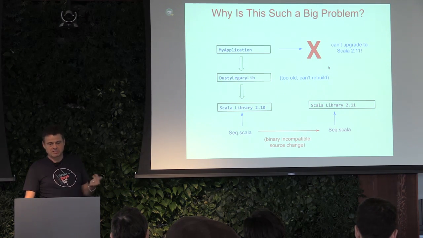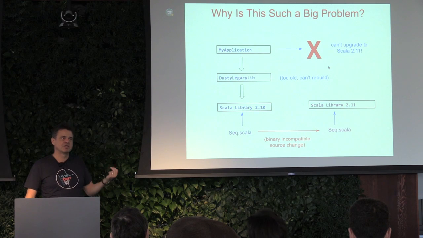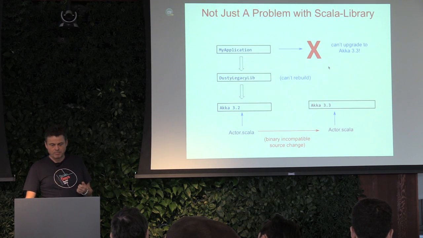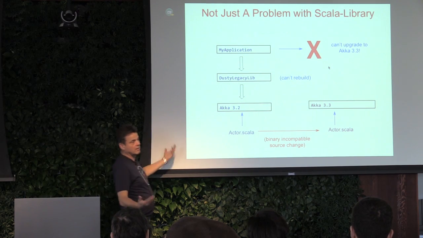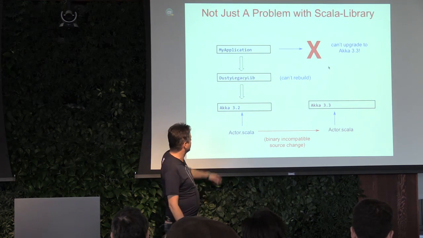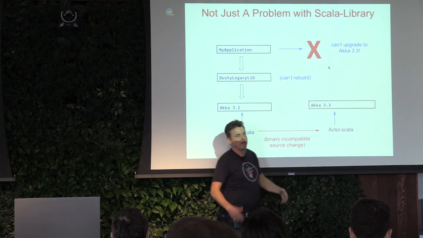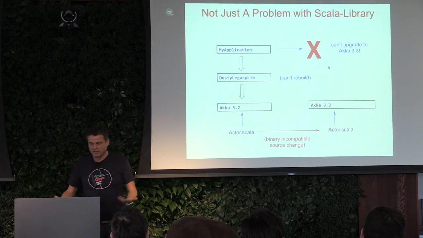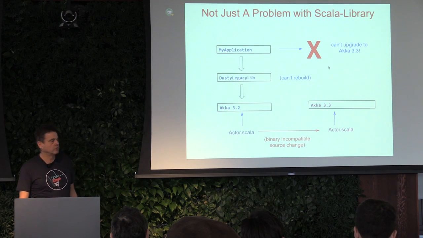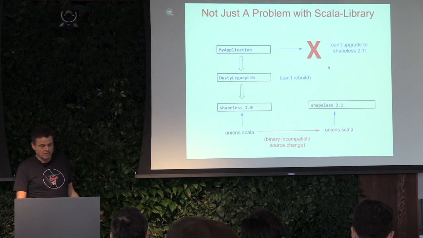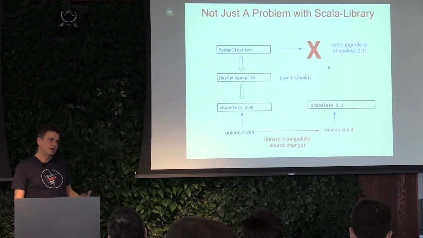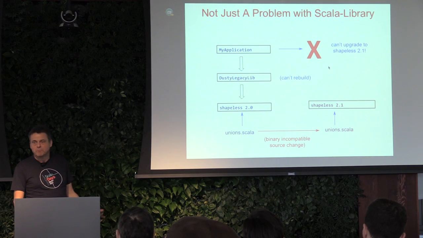And of course, it's not just the problem with the Scala library. It's just most common in the Scala library. But let's say if you used Akka or Finagle or any of the other libraries, and you upgrade and it has a binary incompatible change, then it's exactly the same. That works for Scala or Akka or Shapeless or whatever. Any library you use has the same problem. It's just that Scala gets hit on it most because everybody relies on the Scala library, so everybody sees the problem in the Scala library first.